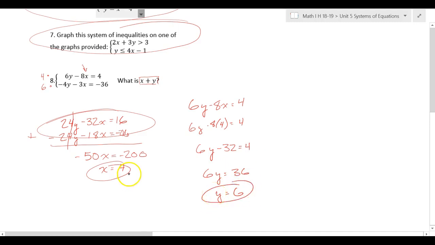Here's the place that we can't get tripped up. What was the original question? What is x plus y? Well, what is 4 plus 6? That equals 10. So my final answer for that is 10.